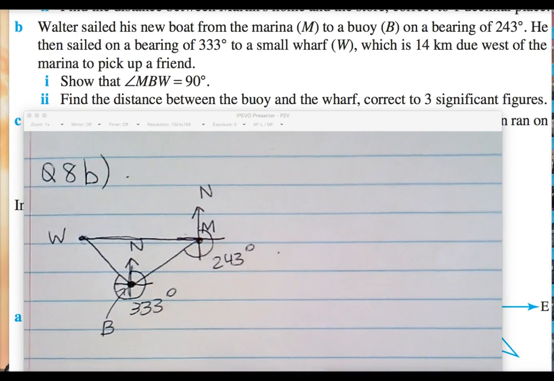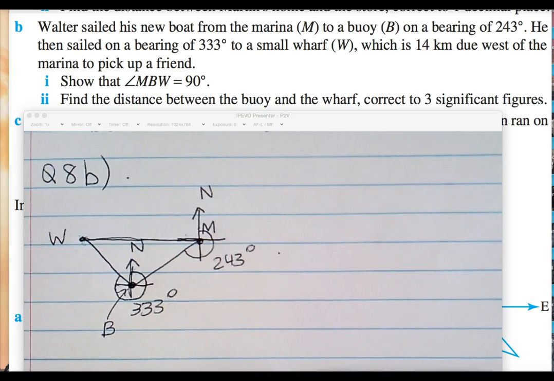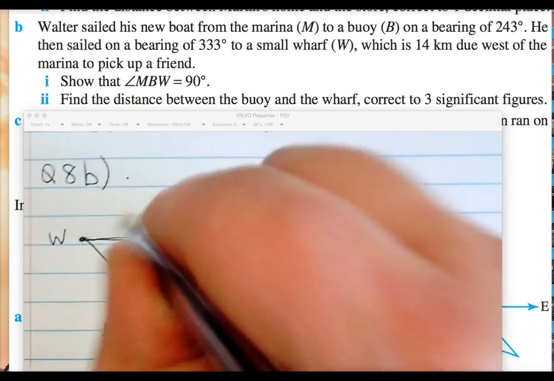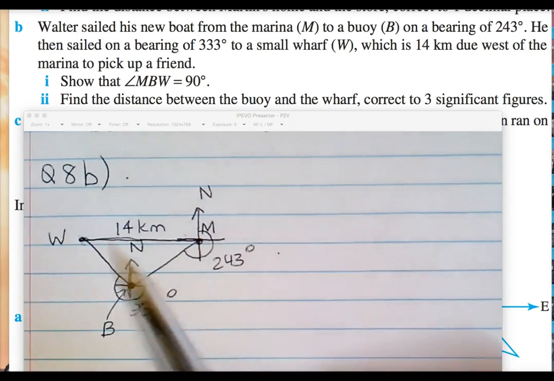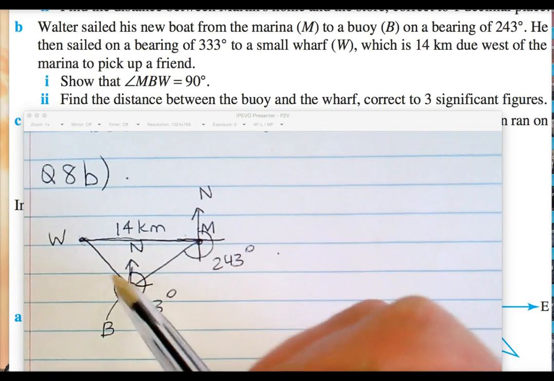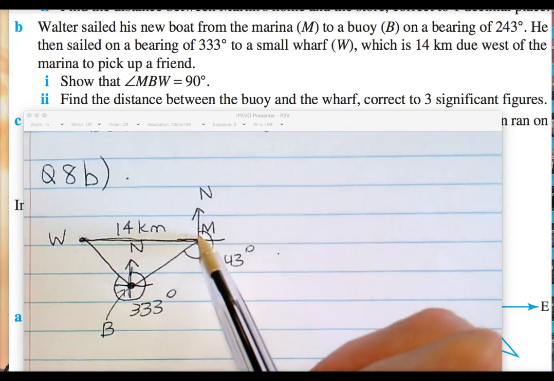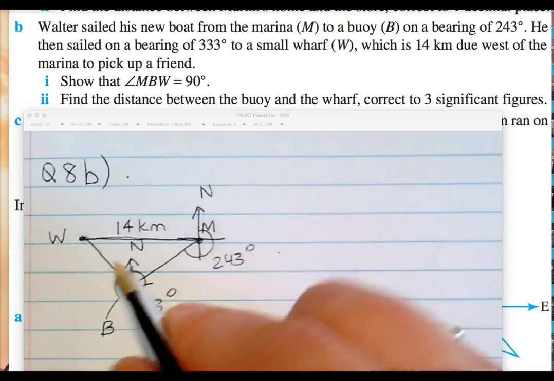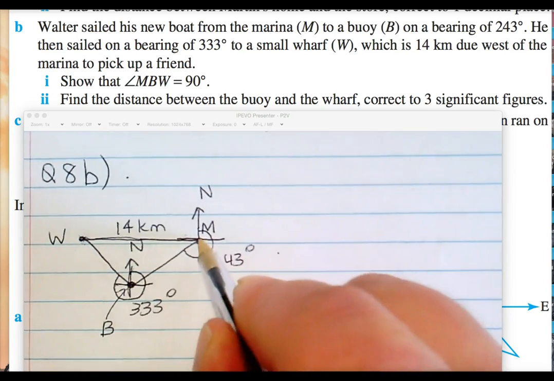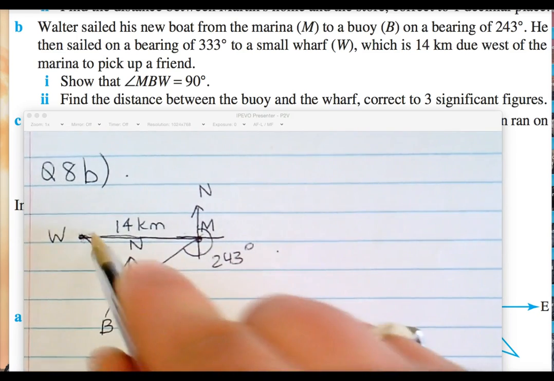Okay. Now, the distance all the way round there is 333. Now, they're asking you, and it's also 14 kilometres due west of M. So when he comes in this new direction, you think, when do I stop? Well, it's told you where to stop. It tells you that W is due west of M. Now, the first part of the question says, show that angle WBM is 90. So we need to find the size of this angle.